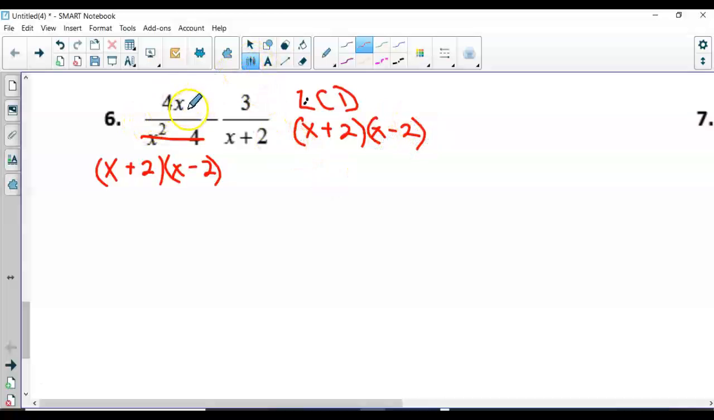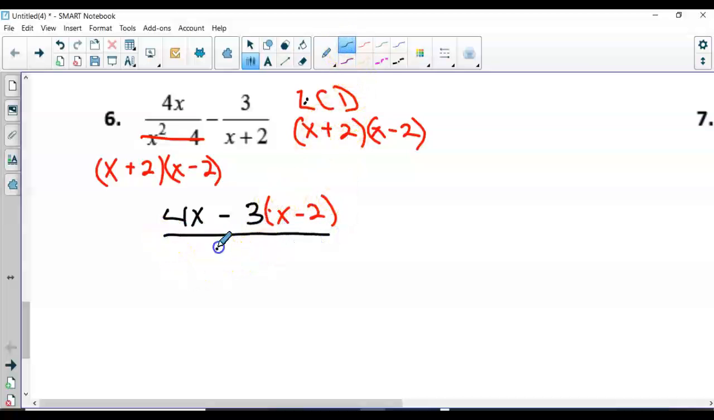So the 4x already has the LCD with it. So all we have to do is write down the 4x. And then we're going to say minus. Now 3 needs to be multiplied by x minus 2, so it's 3, and we have to distribute that into x minus 2. And this is all over our LCD. So now 4x minus 3x plus 6, remember we distribute the negative, is all over the LCD.